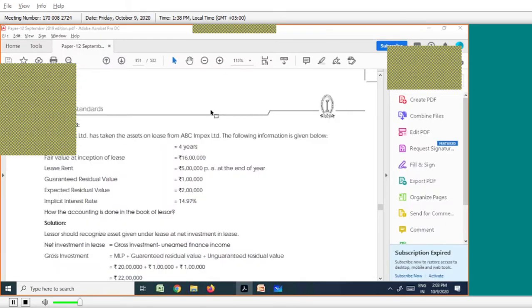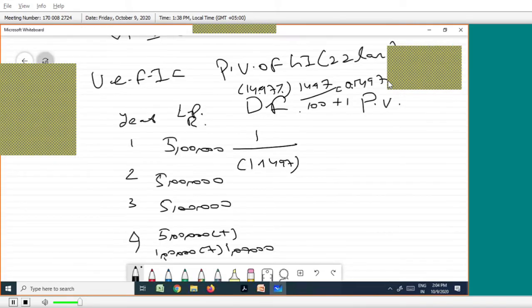14.97 percentage, yes. So what to do? 14.97, how to discount? In the previous class I said that 14.97 percentage means 14.97 divided by 100 equal to 0.1497 plus 1. So what should I do? 1 divided by 1.1497. Second year, 1 divided by 1.1497 whole square. Third year, 1 divided by 1.1497 whole cube. Fourth year, 1 divided by 1.1497 to the power four.